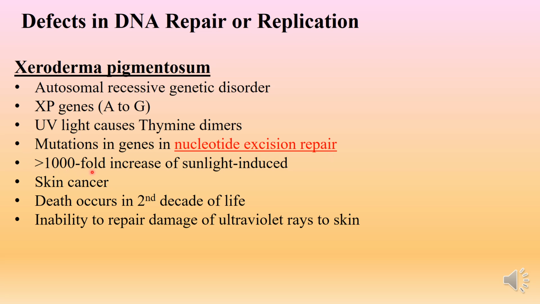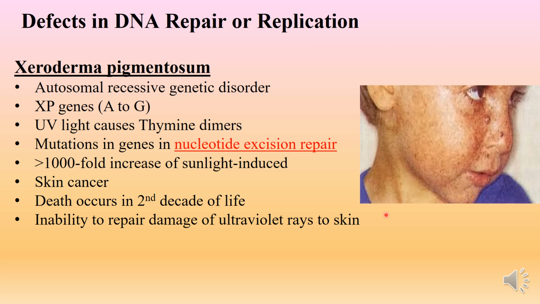More than 1,000-fold sensitivity to sunlight is seen. It can cause skin cancers, and death generally occurs within the second decade of life. There is an inability to repair the damage of ultraviolet rays to the skin in Xeroderma pigmentosum. So this is a picture of a child. Xero means dry skin and pigmentosum means pigmentation on the skin. So this is the physical manifestation of Xeroderma pigmentosum.